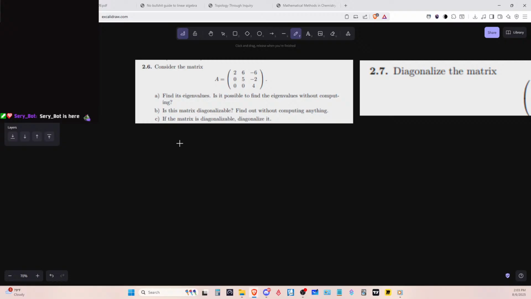Find its eigenvalues. Is it possible to find the eigenvalues without computing? I don't know. That is a really good question. I can't think of another strategy. Let's see. Is this matrix diagonalizable? Find out without computing anything. If the matrix is diagonalizable, diagonalize it. Okay.